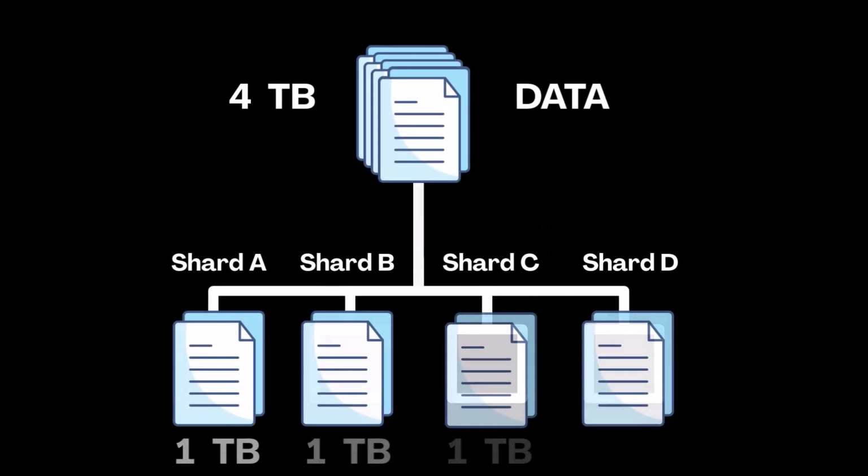MongoDB was designed to scale horizontally using a method called sharding, where data is split across multiple servers. This lets your data grow across many machines without breaking your app or slowing things down.